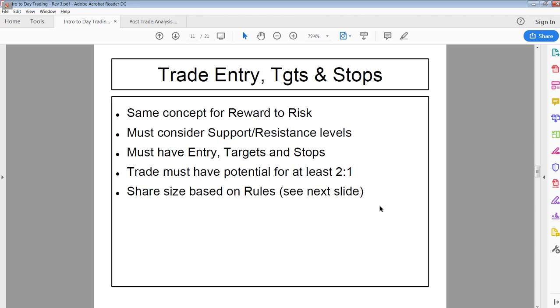as entries, targets, and stops. My trades have to have the potential for a 2 to 1 profit target. The reason is, if I can get 2 to 1 on the trade, I only have to be right 1 out of every 3 tries to break even. I only need a 50-50 chance to actually make money.